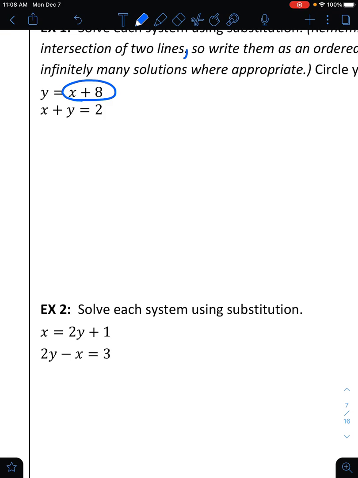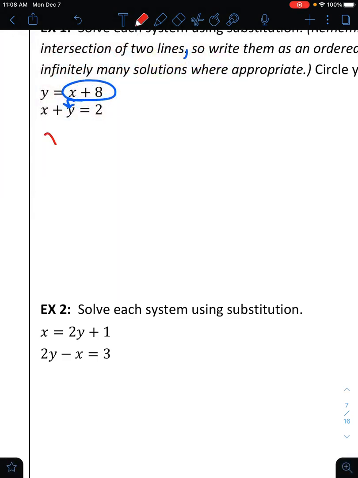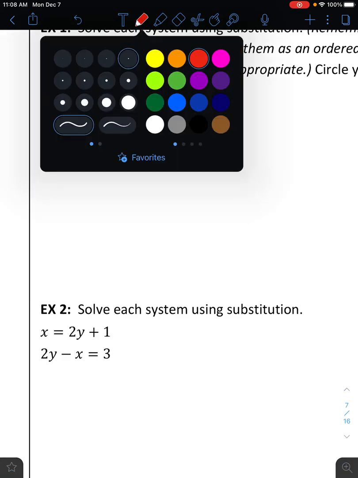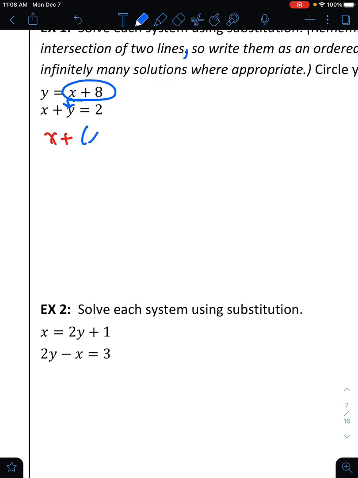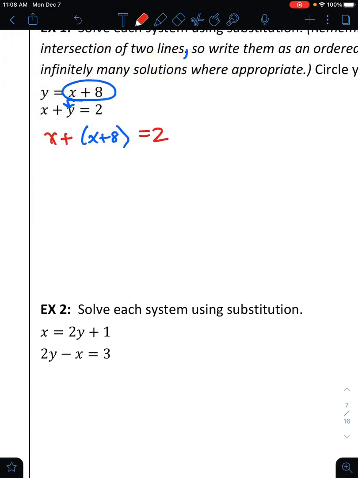So I want you to see that I have y equal to something. But wherever I see y in the second equation, I can plug that in. So I'm going to take the expression x plus 8 and plug it in below here. I'm going to do several colors here. I'm going to do x plus, and then I'm going to plug in x plus 8 in place of y equals 2. Okay, so all I did is I replaced the value of y in the second equation with x plus 8 above because it was equal to y.